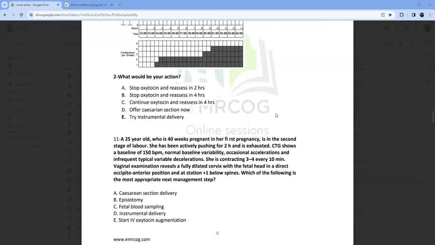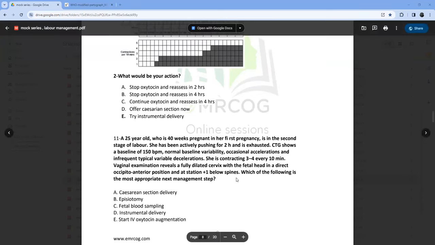So our dear friend here, what is her situation? She's a primigravida, pushing 2 hours and exhausted. What shall I do now? Now I would offer instrumental delivery. This is one of the indications, right? Excellent, Dr. Kavita. We will help her, with forceps or with vacuum. Forceps for the exhausted mother.